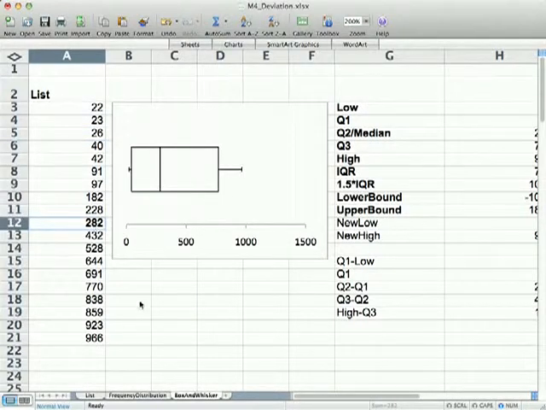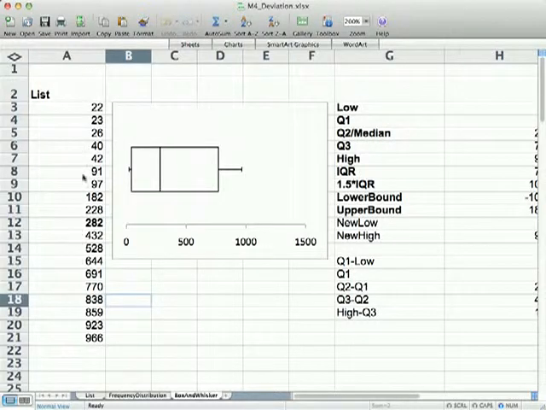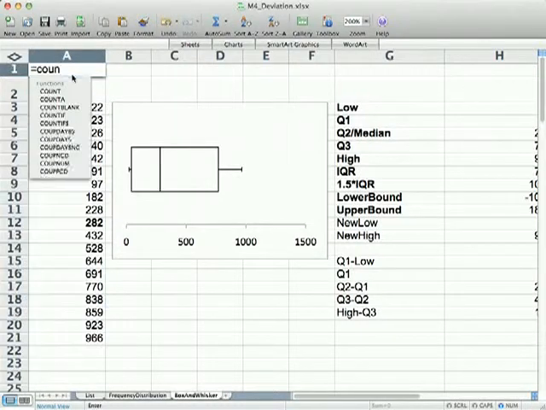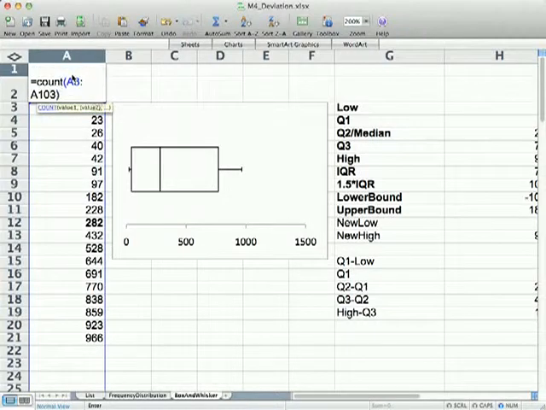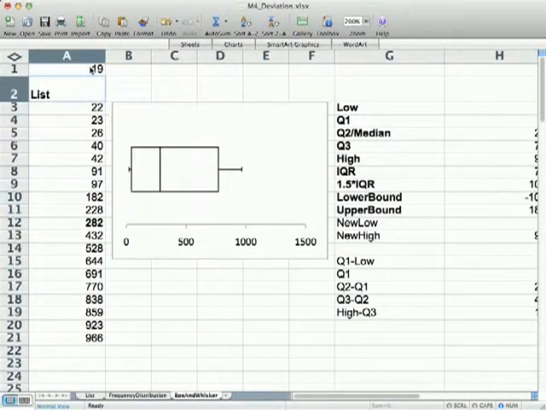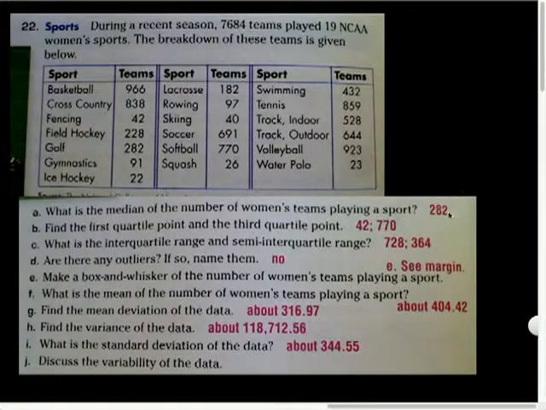That means that it must have had an odd number of data points, right? If I hit equals count A3 to A103, yeah, there's 19 data points, so the middle number can have an even number on both sides. If you had an even numbered list, there would be two numbers in your middle, so to speak, and you would just find the midpoint between those two. But this one didn't have that problem. So the median is the 282, and we agree with that.